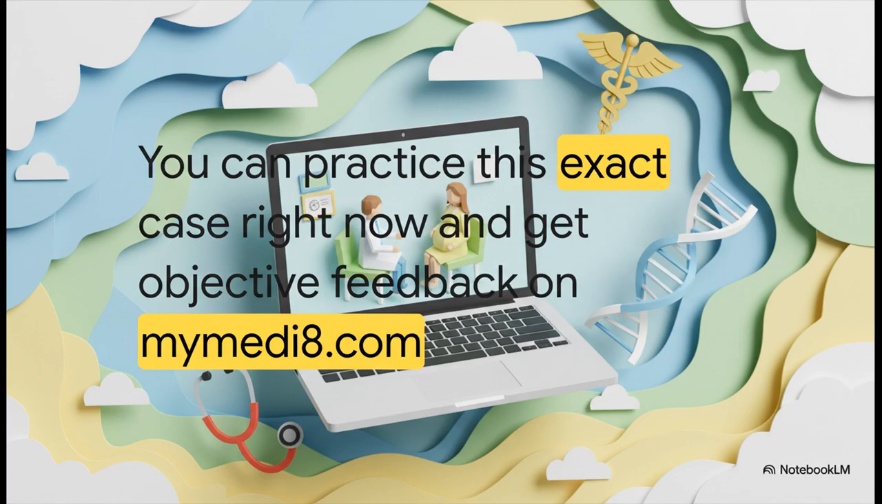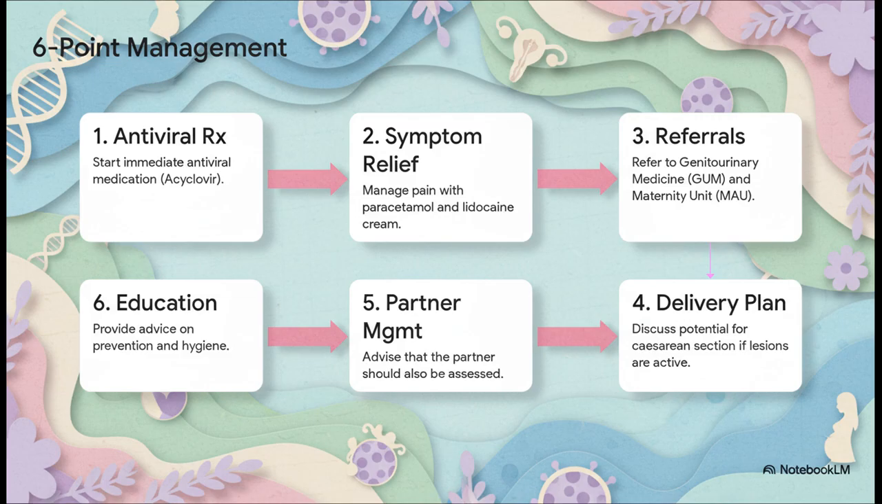Okay, let's get back to that plan. This 6-point framework is your best friend. It's comprehensive and it's easy to remember when you're nervous. So, number 1, immediate antiviral treatment. 2, symptom relief. 3, specialist referrals, and that means both the genitourinary medicine clinic, or GUM, and the maternity assessment unit, MAU. 4, start talking about delivery planning. 5, address partner management. And 6, education and prevention. If you follow this structure, you won't miss a thing.